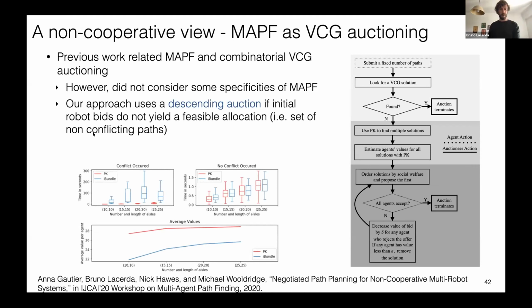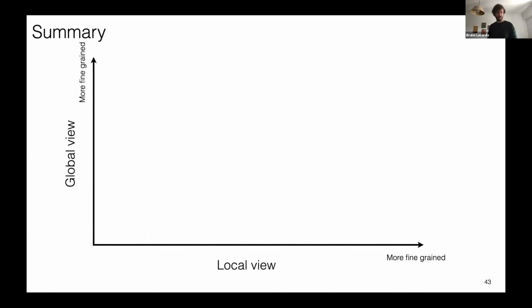Okay, we were able to show that using this version of the approach with the descending auction when conflicts occur, so this is the red lines here. On the top, you have time taken to find solutions, and you can see that the red lines are clearly better than this baseline from the previous work. And in the bottom, you see the average value that is obtained by the system. And again, you can see that our approach is not only faster, but attains better results.